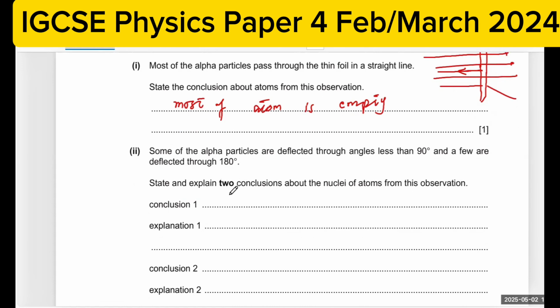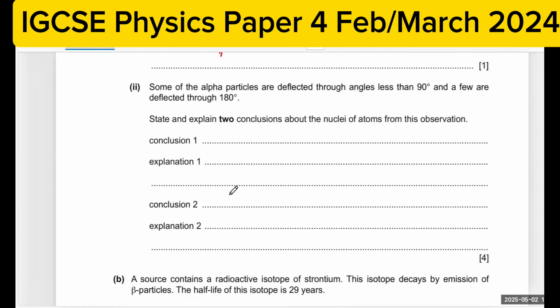Okay, next question. Some alpha particles are deflected through an angle less than 90 degrees. A few of them are deflected 180 degrees. I already explained. So state and explain two conclusions about the nuclei of atoms from this observation.